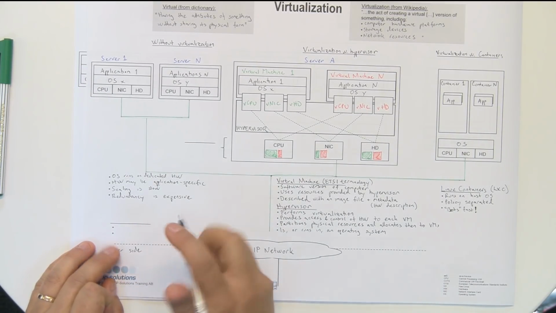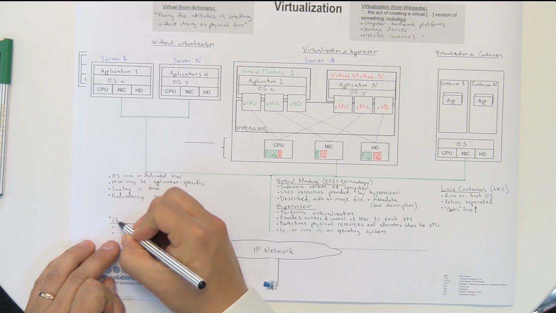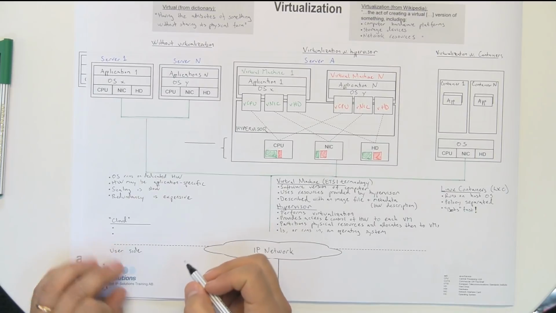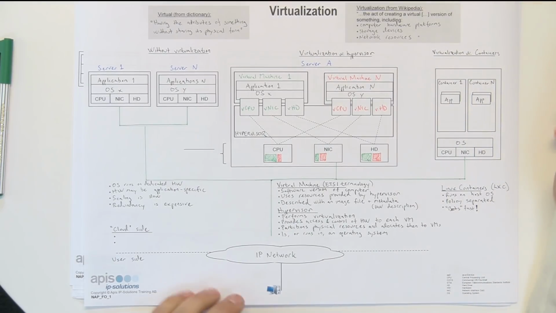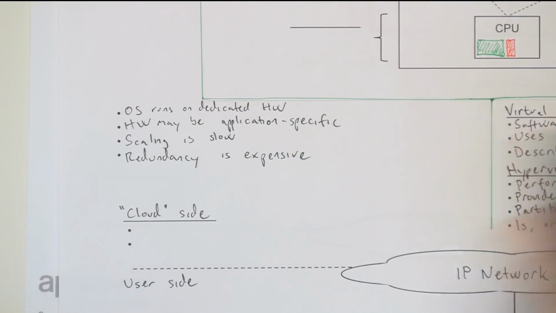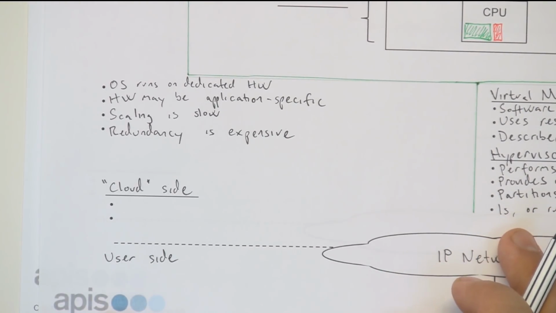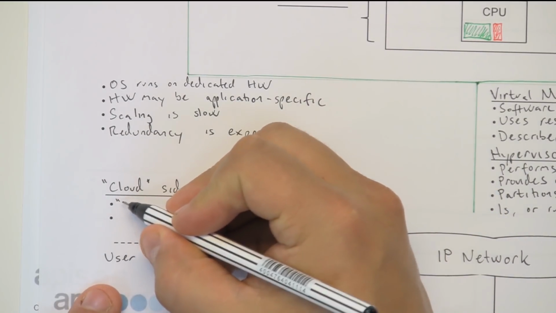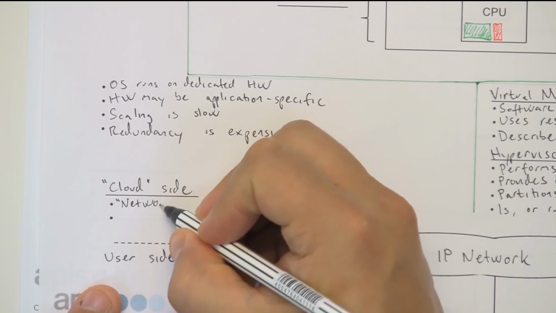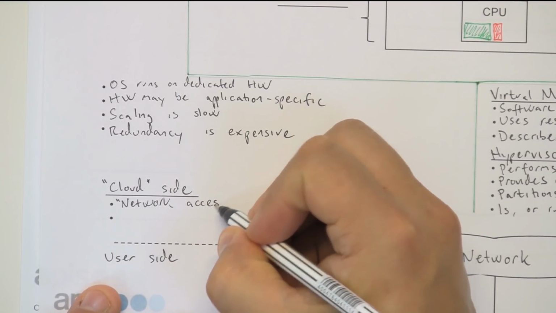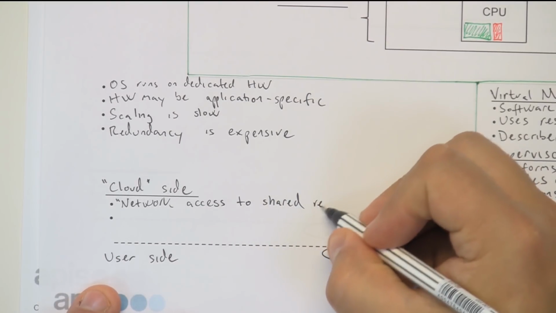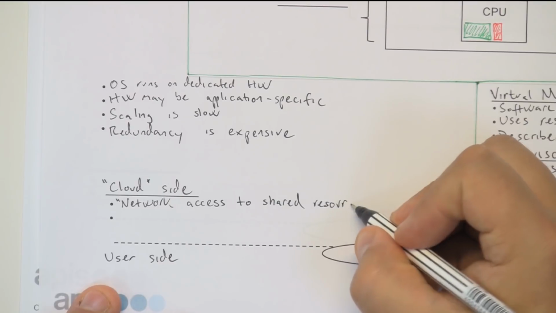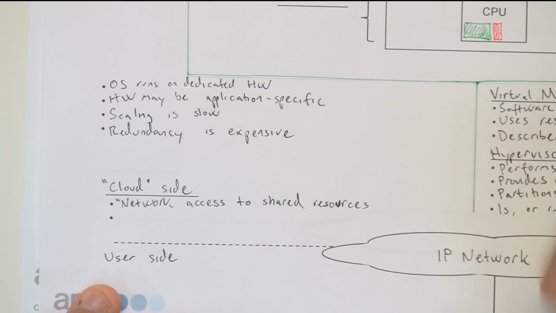Up here is the cloud side. So I'll put that in quotation marks as well. This is the cloud side, and you can zoom in a little bit still. Our favorite description of what cloud is this: network access to shared resources. Resources to you there.